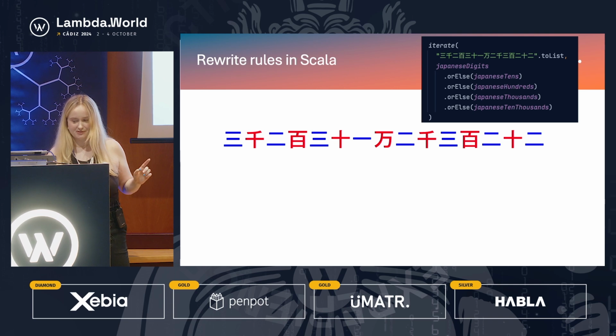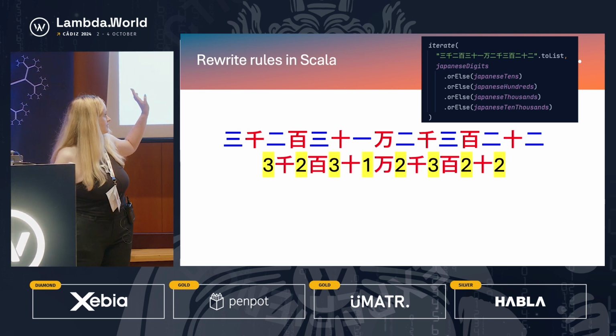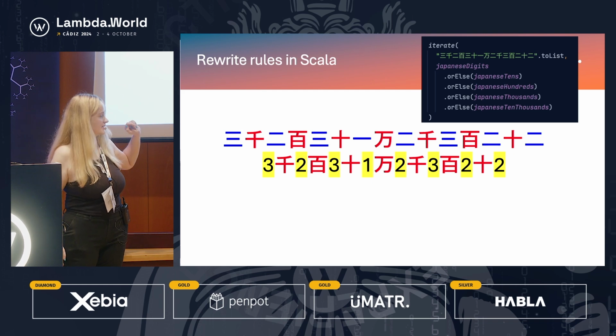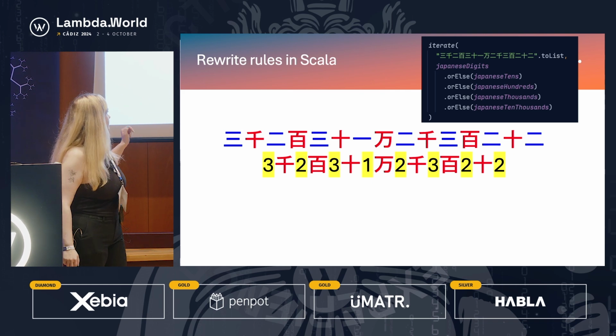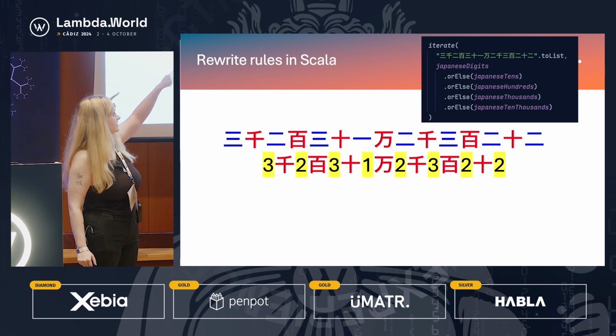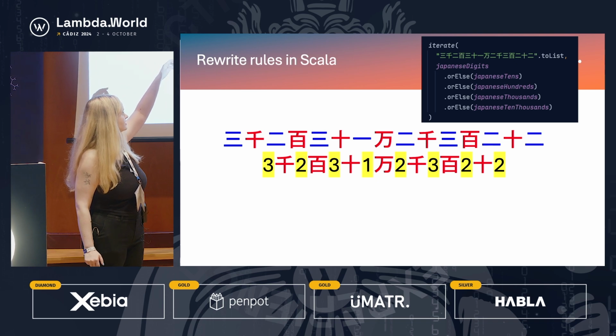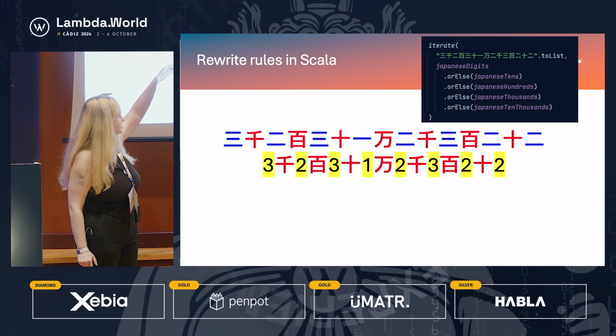Let's take a deeper look at what's happening here. Firstly, it's translating the digits into numbers perfectly fine. But then it starts from the beginning of the string and sees 3 followed by 1,000 followed by 2, and then it looks through our chained list of rules. Japanese digits, nothing matches here; Japanese tens, nothing matches here; Japanese hundreds, nothing matches here. Then it's like, oh, Japanese thousands.